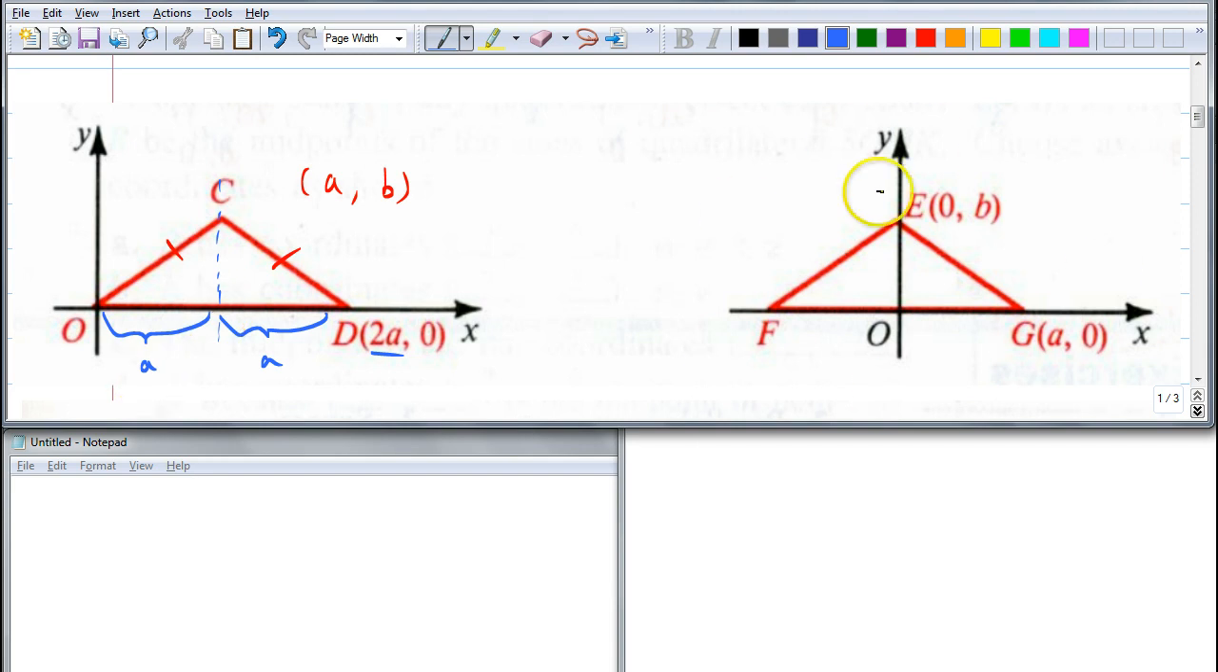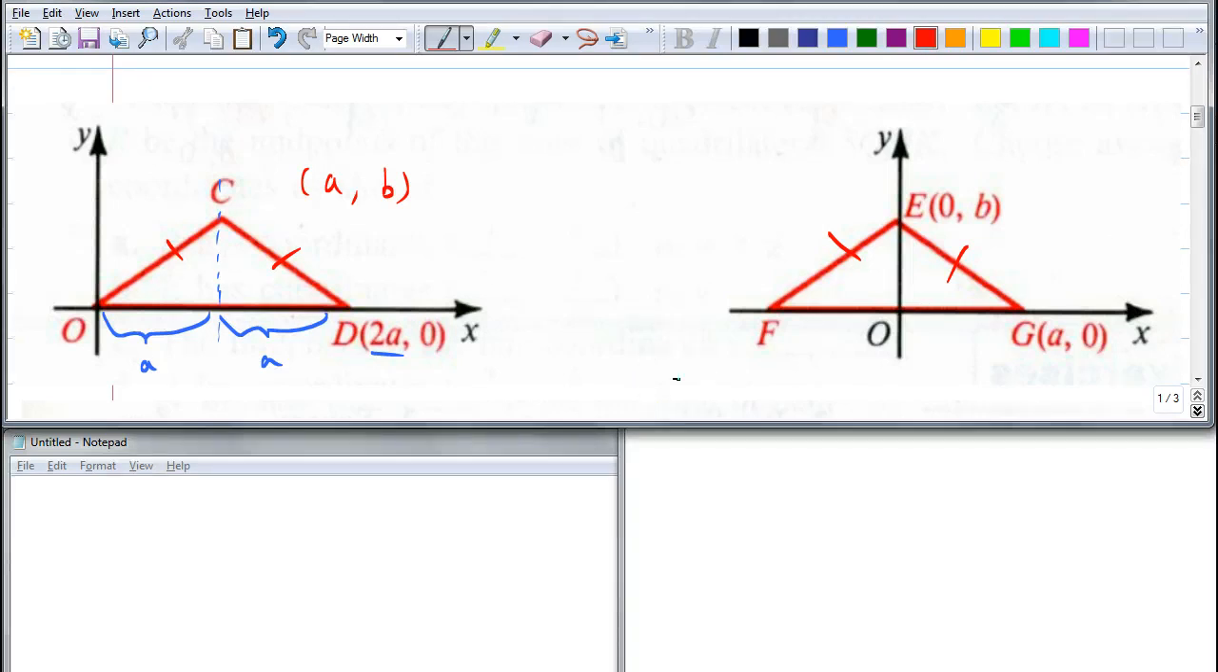Another way of doing it is this way. You could have the vertex on the y-axis, and then sort of symmetrical like this. If I call this point G a comma 0, and E is 0 comma b, what would the point F be? Everybody think about it. Again, it's an isosceles triangle. I'll wait. Okay, Brianna, what did you come up with? What would the ordered pair for F be?